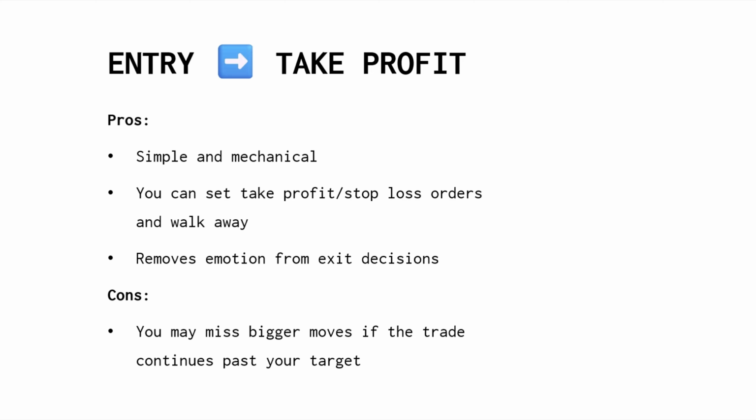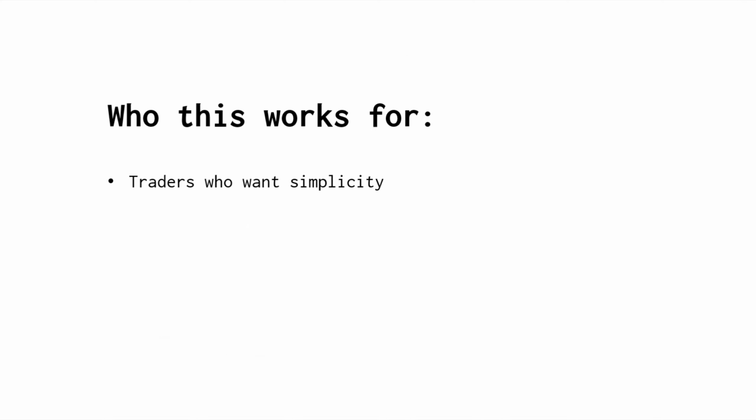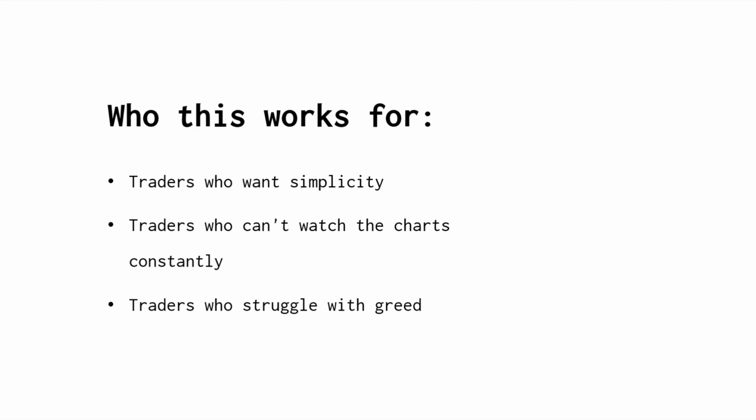But here are the cons. You might miss bigger moves if the trade continues to go past your target and you could have made more and more and more money. So if you have your take profit percentage, you may have been able to double your trade, but you may have gotten out way earlier because you hit your take profit percentage. The entry to take profit technique works for people who want simplicity, those who cannot watch the charts all day, those who struggle with greed, they make last minute decisions that could sabotage them, and then those people who want to set and forget, those who want the mechanical types of exits.